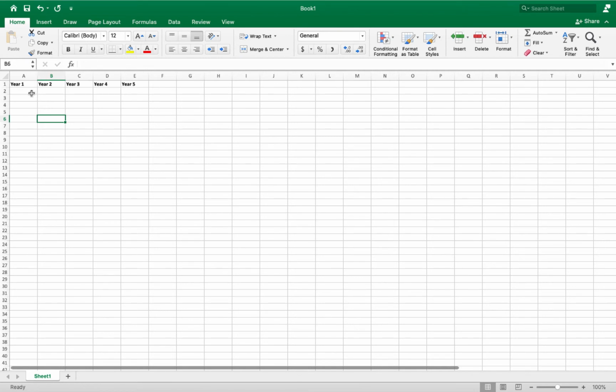Now let's take a look at a very simple example. Say you are looking at buying a vacant parcel of land. The acquisition price is $20,000, and you believe that in 5 years you may be able to sell it for $25,000.